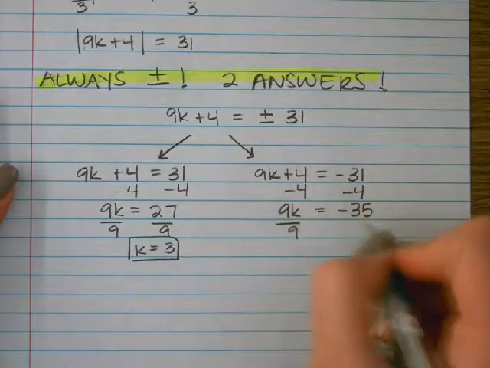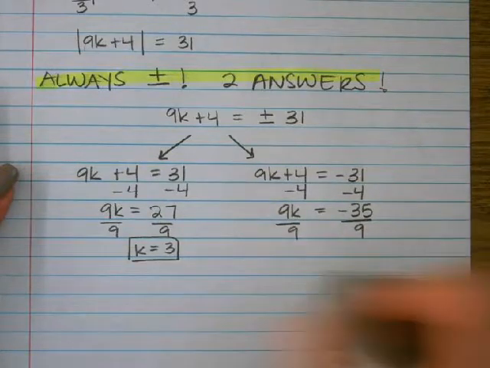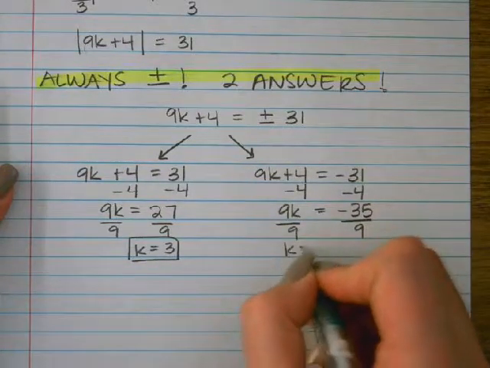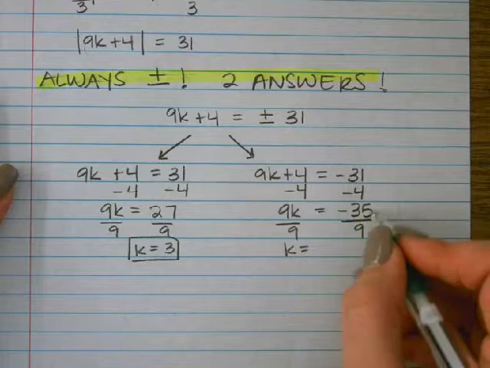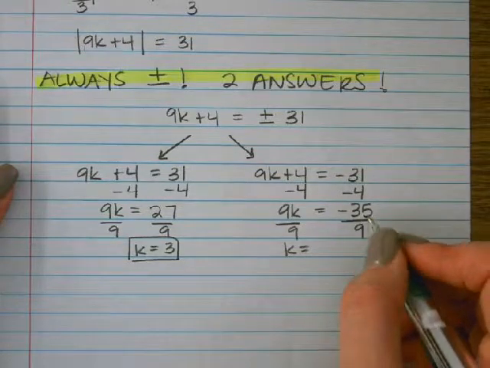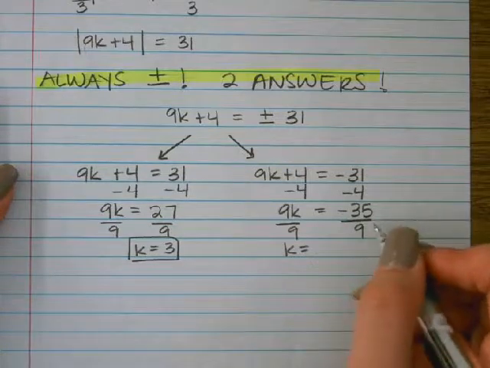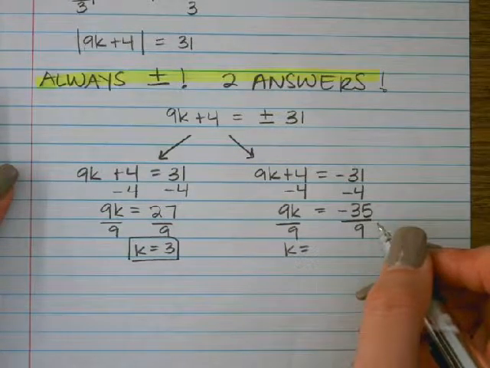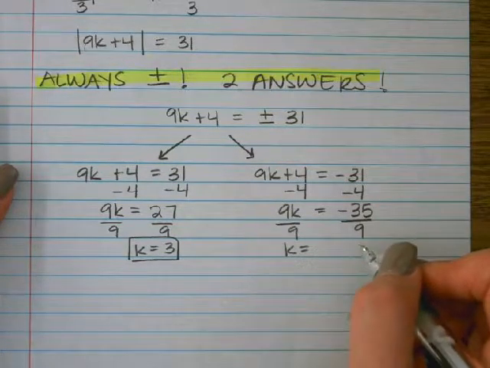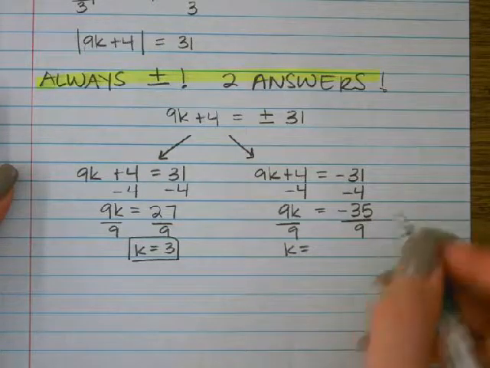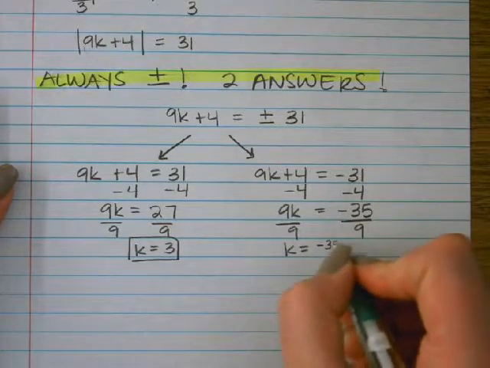Okay, and then what do I do? Divide by 9. Does 35 divide into 9? Or does 9 divide into it? No. Can you reduce that fraction? Is there a number that I could divide on the top and also divide on the bottom? No. 35 is divisible by 7 and 5. And 9 is only divisible by 3. So we can't reduce that fraction. That means that fraction is the answer.